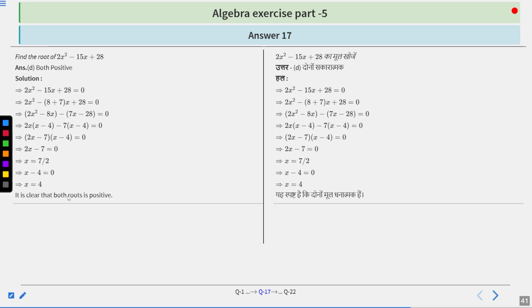Therefore, it is clear that both roots are positive. Option number D, both positive, is the correct answer.